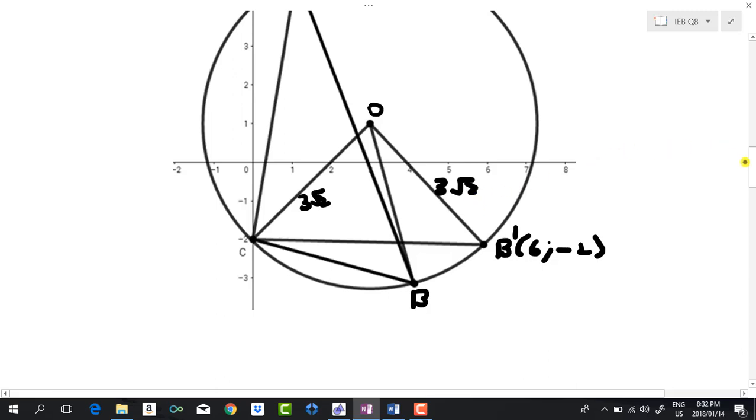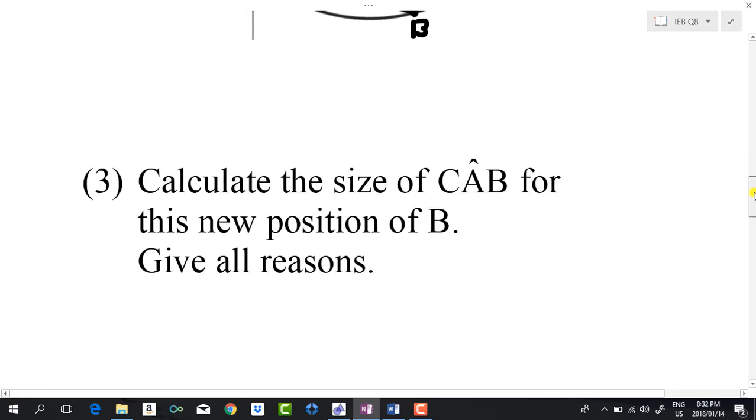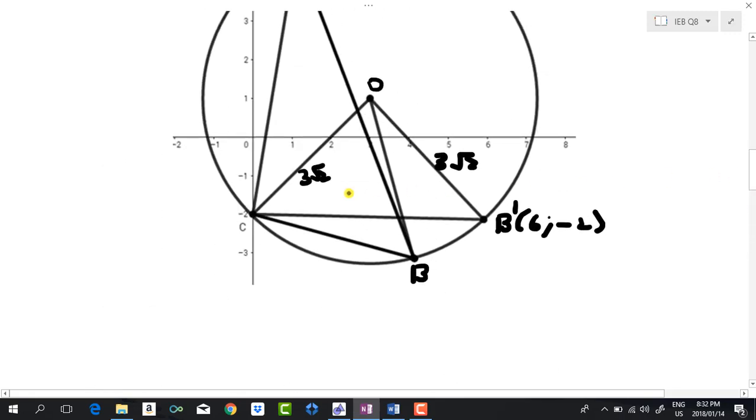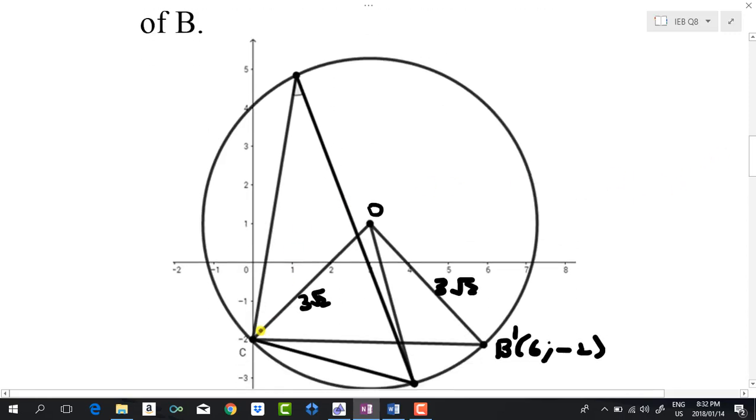Okay, now the next question says, if you look at this, calculate the size of CAB for the new position of B. So that means that we have to introduce a little line. C, there is A, and we want to get it down to B there. So let's introduce another little line. There's the line, and we've got to get the new CAB.